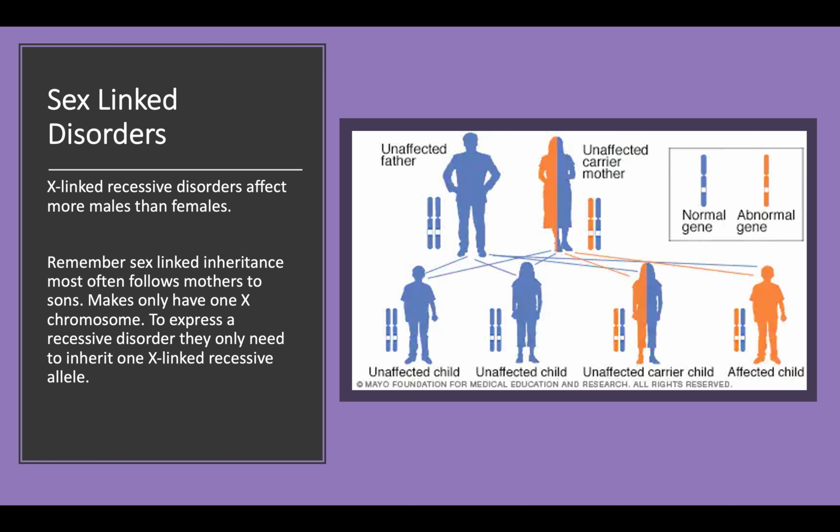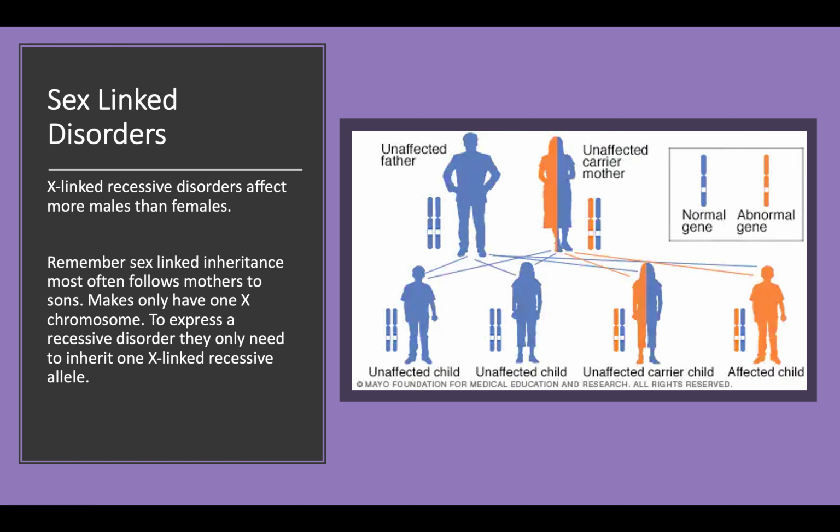If we think about this, males, the sons, only have one X chromosome. So if they're getting an X chromosome from anyone, it's going to be mom. Every time that males get their X chromosome, it comes from mom, which means that if mom has a sex-linked disorder or abnormal gene, that X chromosome is going to go to the son, regardless.